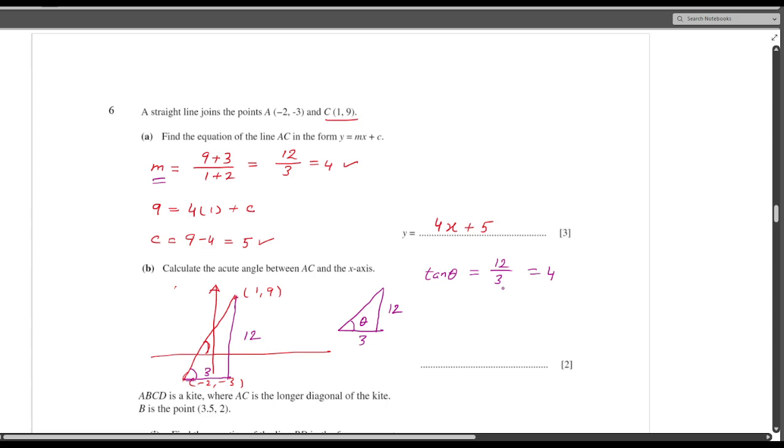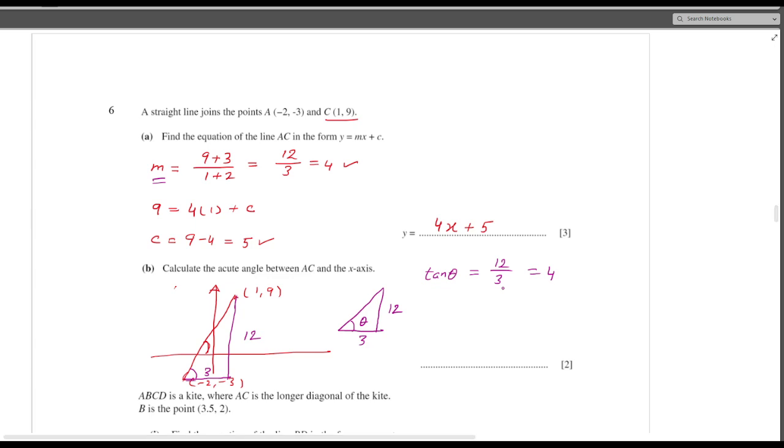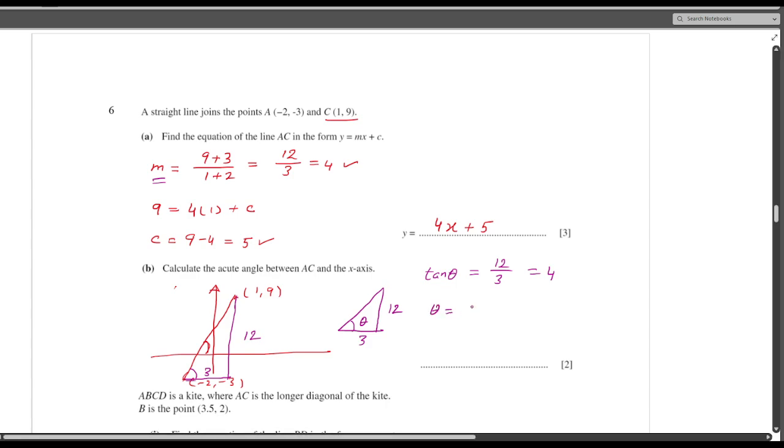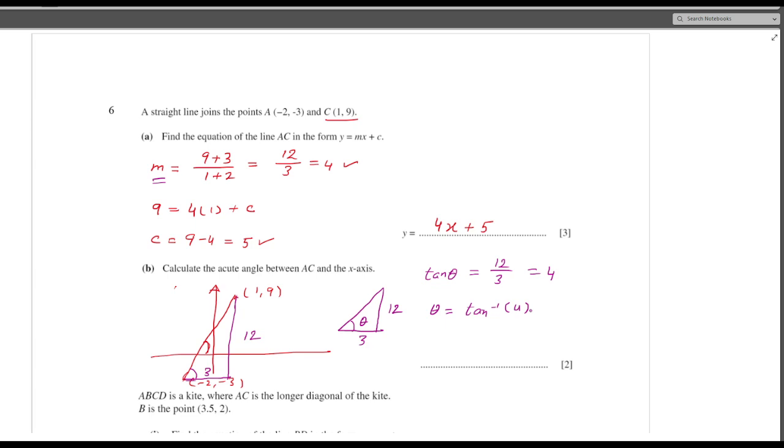Okay, so try to understand one more concept, that your tan theta is nothing but your gradient. Okay, your tan theta is your gradient, and therefore if you want to find the angle theta, you will say that it is tan inverse of this 4. Okay, see to it that your calculator is in degree mode, and then you will find the value of theta by saying tan inverse of 4, and this will be 75.96.